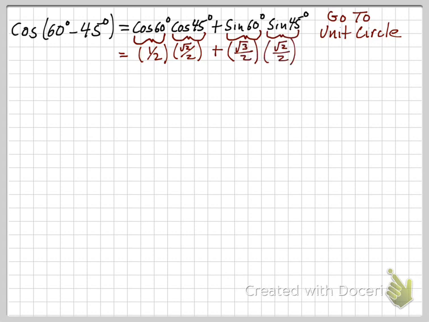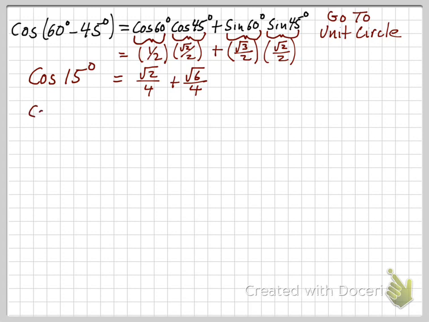Now we're just going to perform the multiplication and the addition. We multiply these two terms together, and 1/2 times root 2 over 2 is root 2 over 4. And then the other term is root 6 over 4. And this is fine. You can leave it as this expression right here.